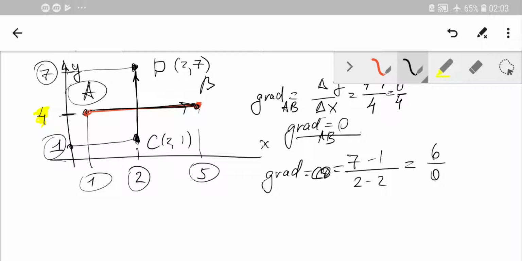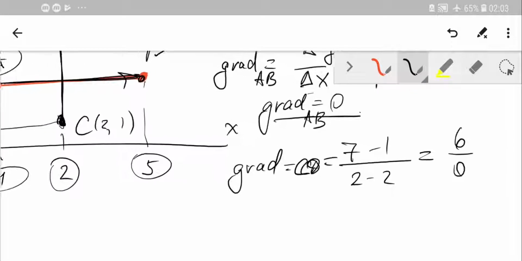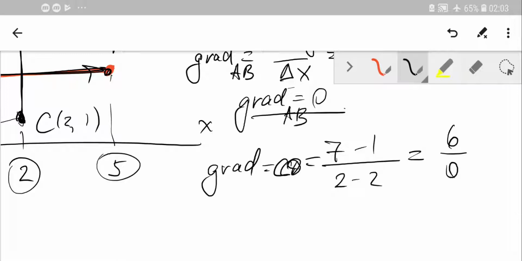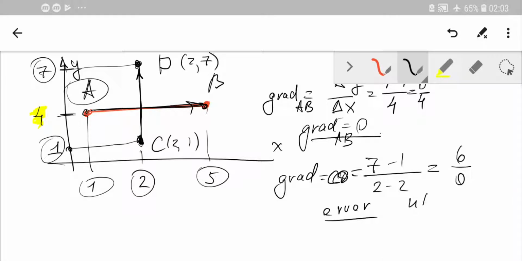Okay, you know that you cannot divide a number by 0. This sort of uncertainty will give you an error. So the calculator will drop an error. So it's sort of an error, but what it means in terms of gradients is just that it's not available. It's not defined, okay? So the gradient for a vertical line is not defined.